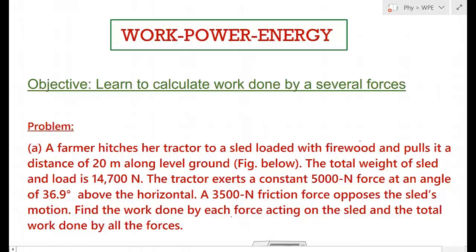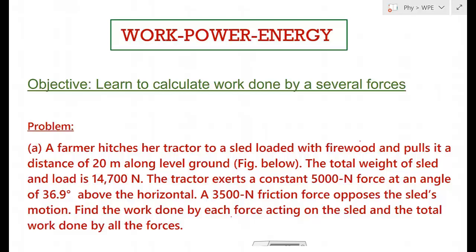Hello friends. In this video, we will learn how to calculate work done in case of several forces acting on a system. So let's say you have a system on which several forces are acting, it can be friction, normal reaction, and an applied external force. If several forces are acting, how do you calculate the total amount of work? Basically, in that case, there are two ways by which you can calculate the total amount of work done.